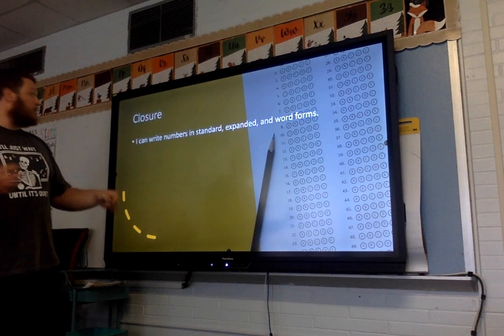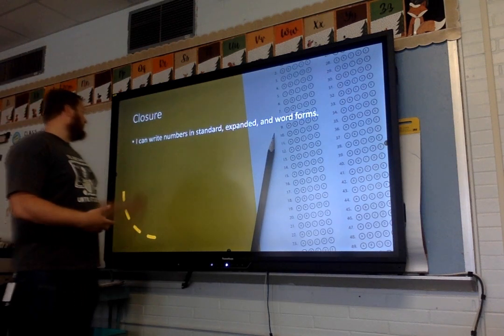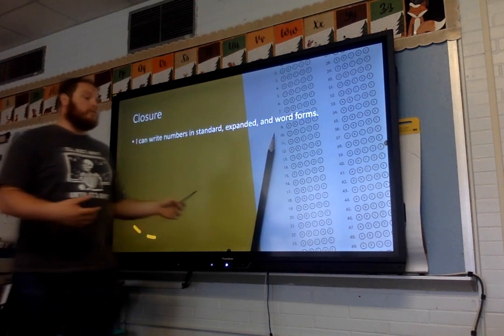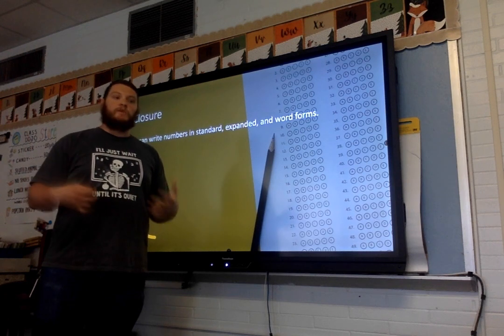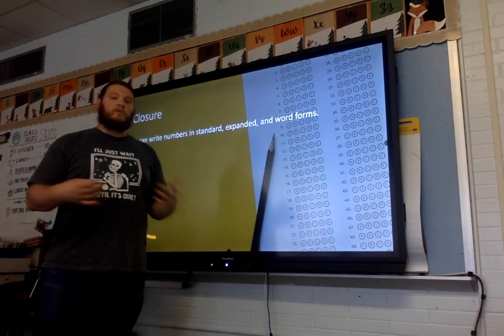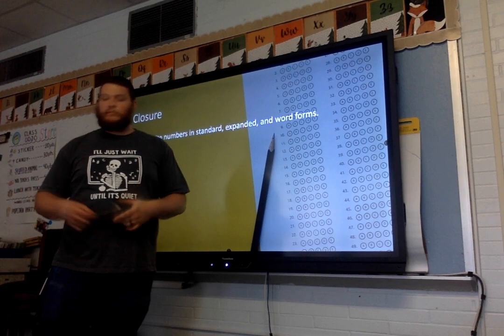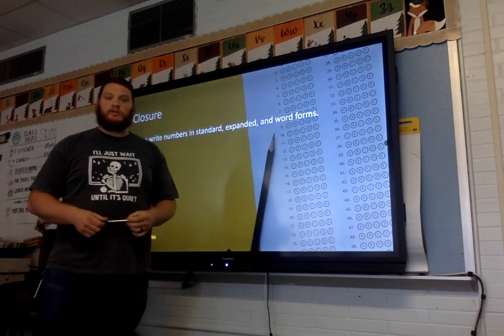And then we go back to our closure, back to our I can statement. I can write numbers in standard, expanded, and word form. We'd go over this. Do we feel like we achieved it? Do we need more work with it? And I'd be able to tell from analyzing and assessing their exit ticket.